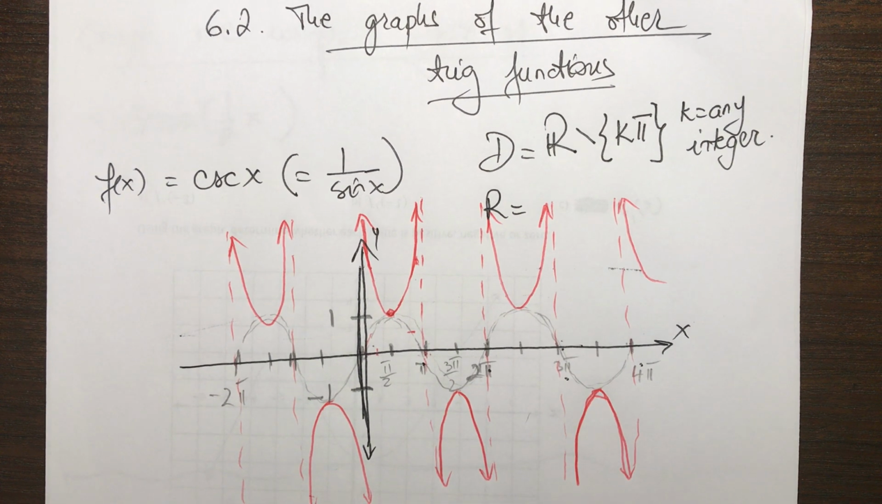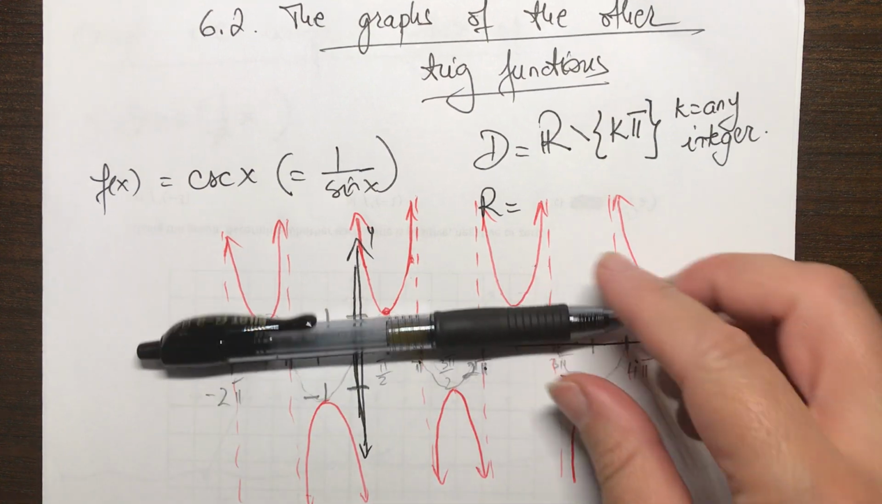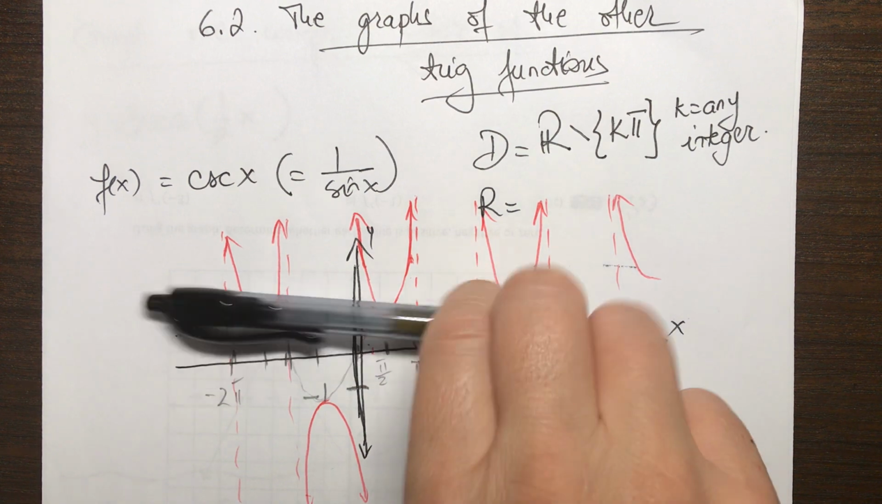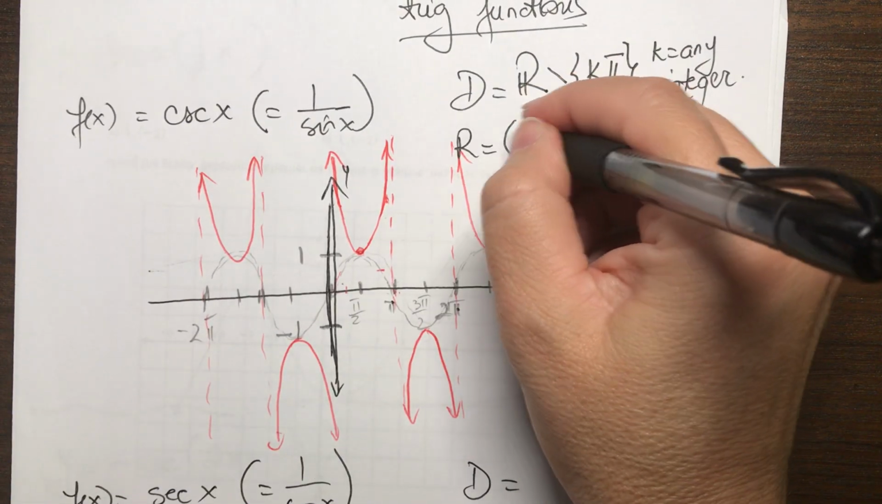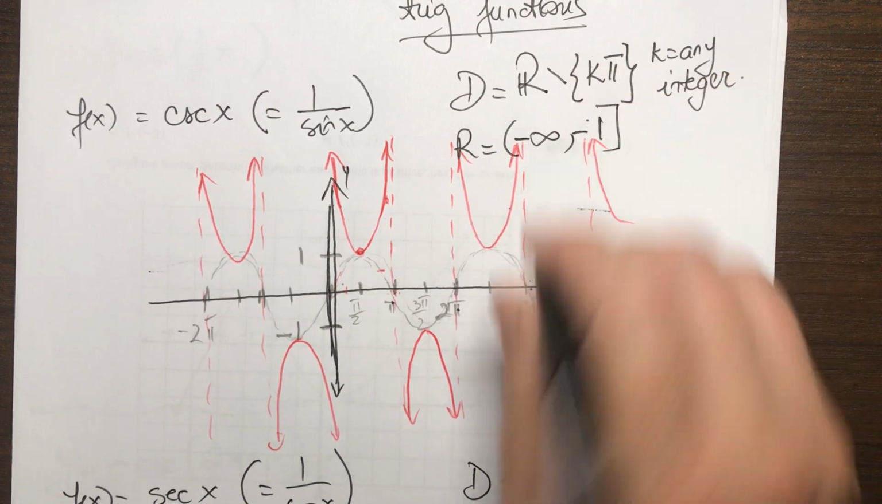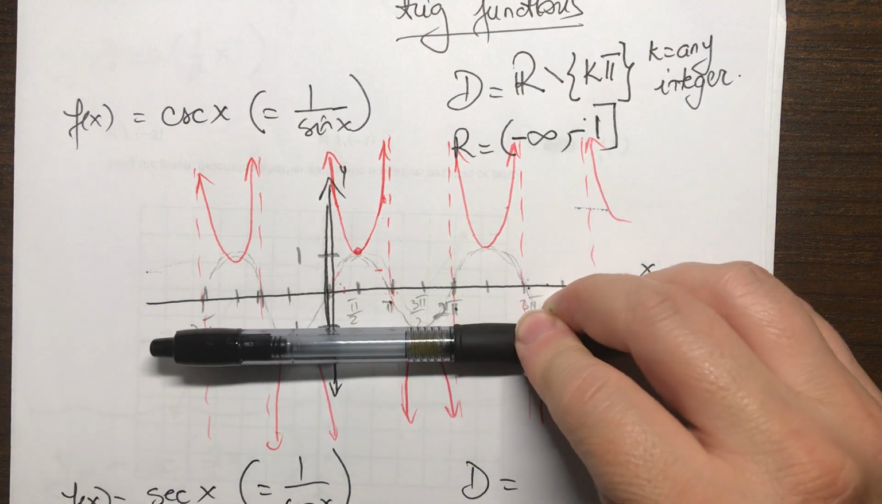Okay, what is the range? As you see, the range is the reciprocal of a number between -1 and 1. So it's going to be more than 1 or less than -1. So the range of this graph goes from -infinity up to -1.